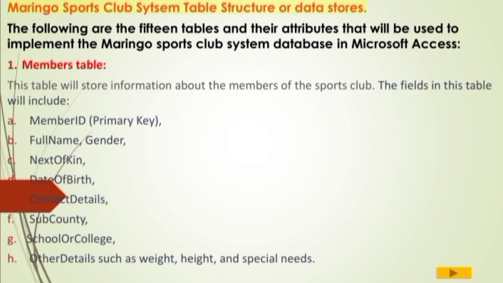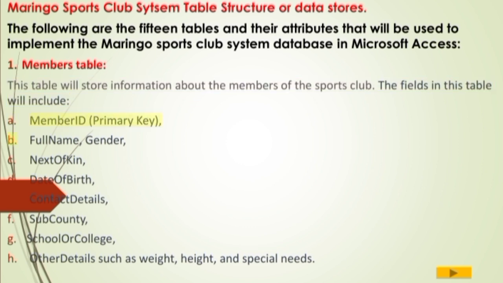Maringo Sports Club System table structure or data stores. The following are the 15 tables and their attributes that will be used to implement the Maringo Sports Club System database in Microsoft Access. 1. Members table. This table will store information about the members of the sports club. The fields in this table will include A.